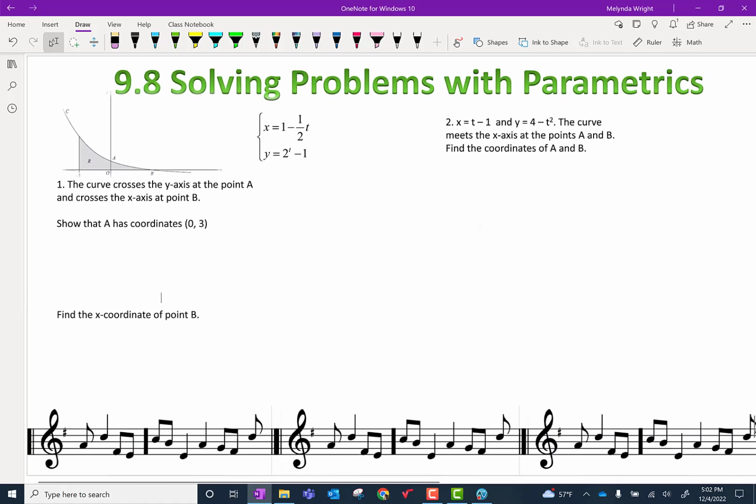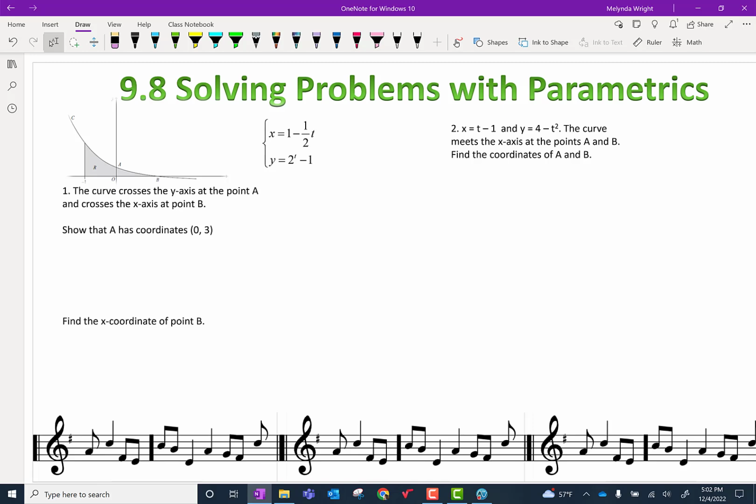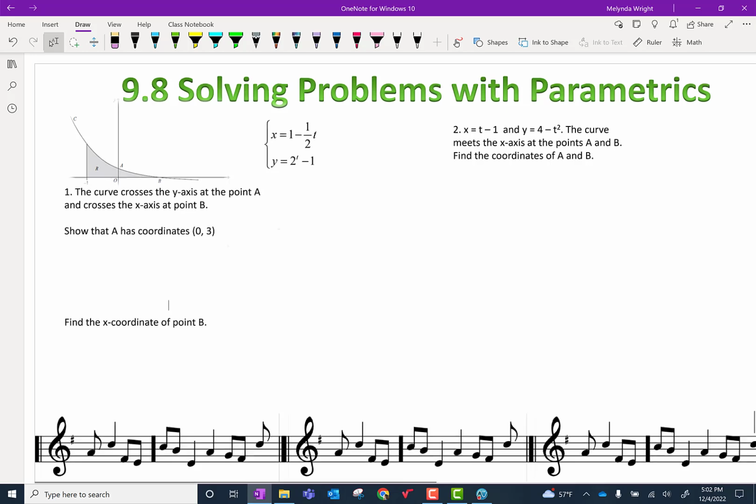Let's take a look at our lesson for today. We're going to be working on solving problems with parametrics. Okay, that sounds like fun.